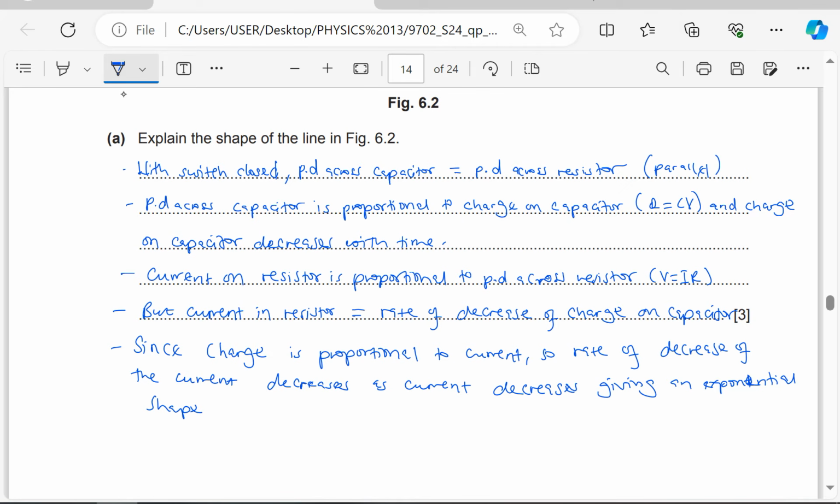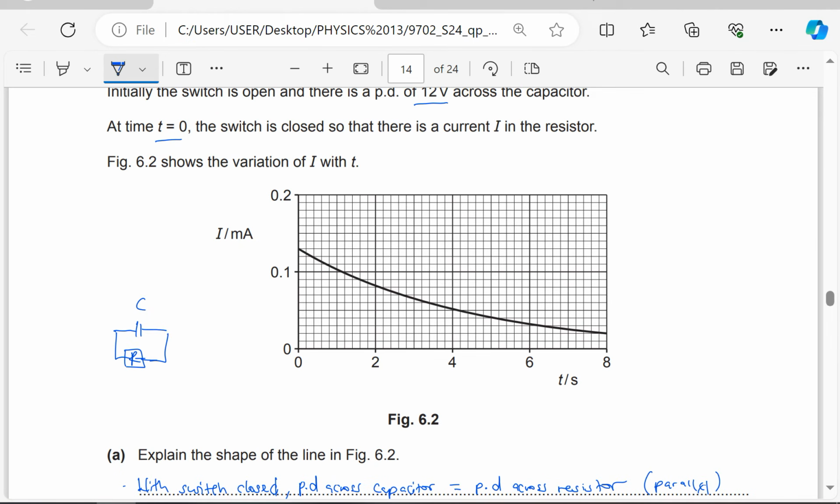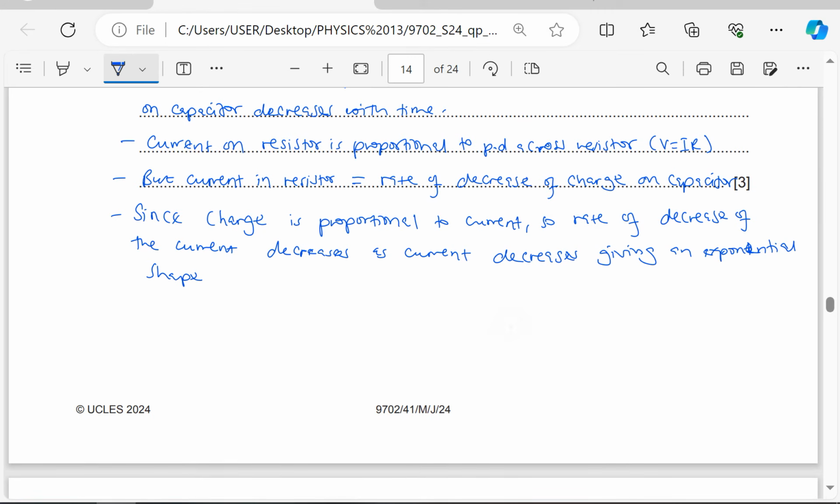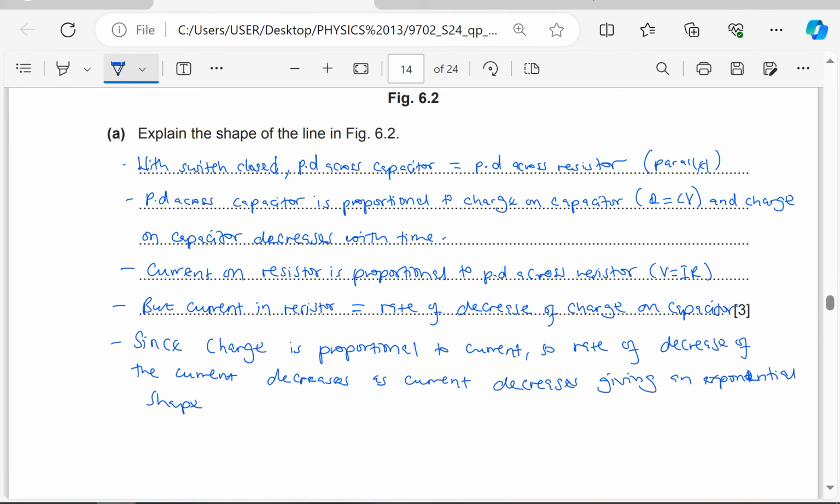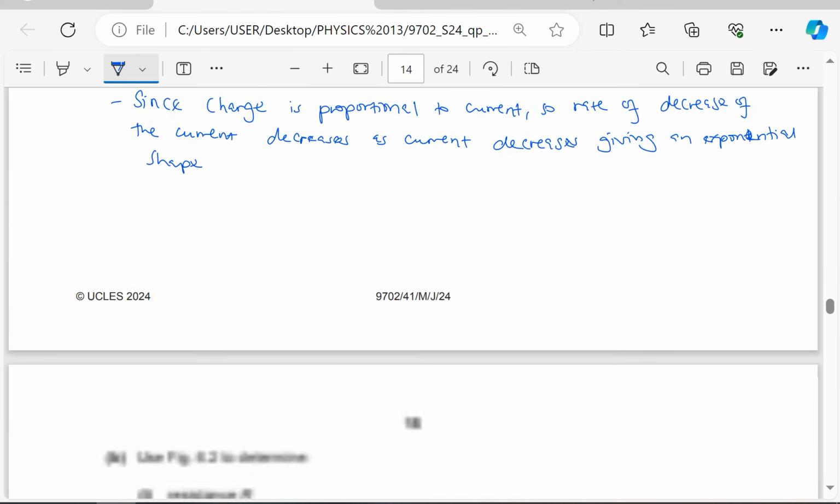When I say the rate of decrease of charge on the capacitor is equal to the current in the resistor, and charge is proportional to current, the rate of decrease of the current decreases as the current decreases. So here we are seeing a decrease in current, but the gradient is becoming smaller. So it means the rate of decrease is decreasing. It is quite abstract. Any of these three points, I think, would give you the three marks. You don't need to write all of this.